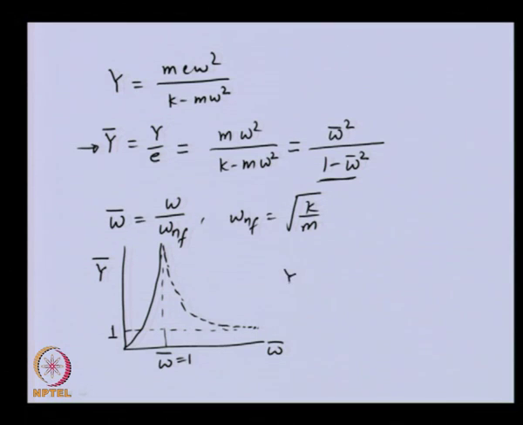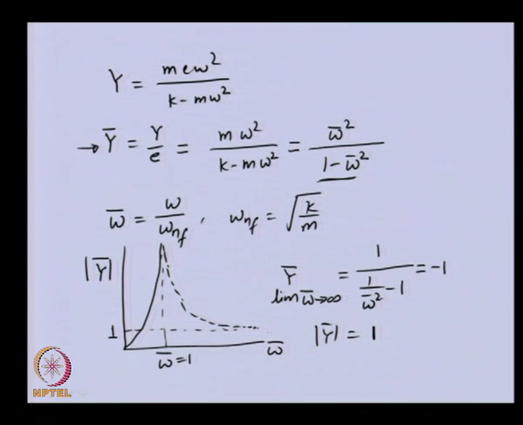Why is it 1? Because for this y bar, when we put the limit omega bar equal to infinity, you can see from the above expression that it can be written as 1 by omega bar square minus 1, that is equal to minus 1. So, basically I have drawn the mod of that, so the value is positive 1. You can see what the meaning of this is. Here, if we put y bar as y by e, it will give y equal to eccentricity. So, you will see that at very high speed for the single mass rotor system, the amplitude becomes equal to the eccentricity, and the sign is minus. So, let us see what the meaning of this is.